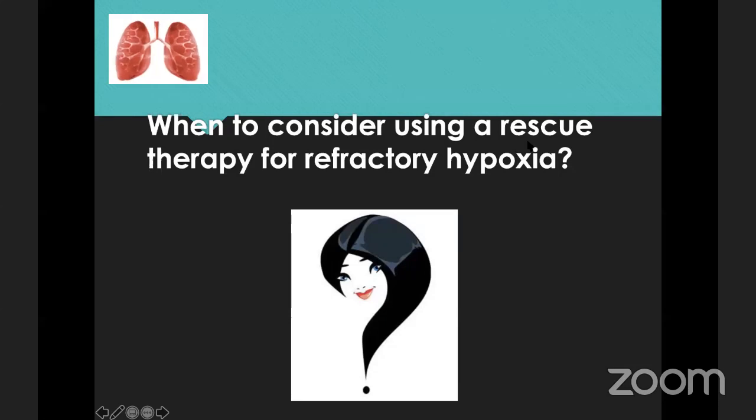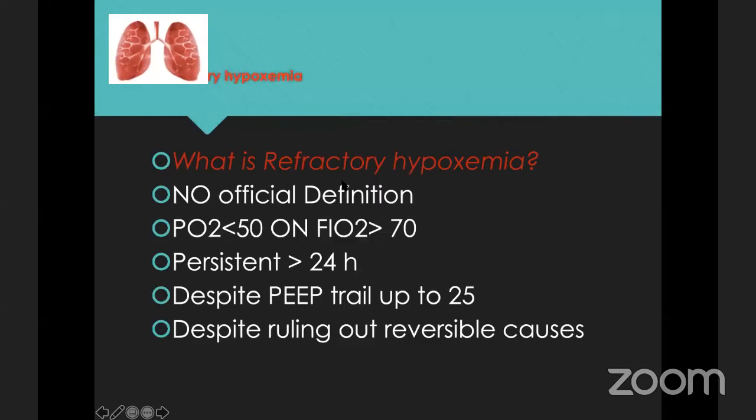When to consider rescue therapy for refractory hypoxemia. So what is refractory hypoxemia actually? Here there is no official definition, but some say it is a PaO2 below 50 on FiO2 more than 70, persisting for more than 24 hours.